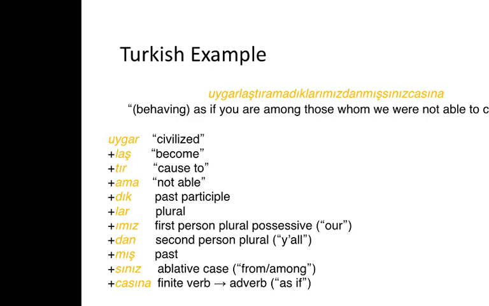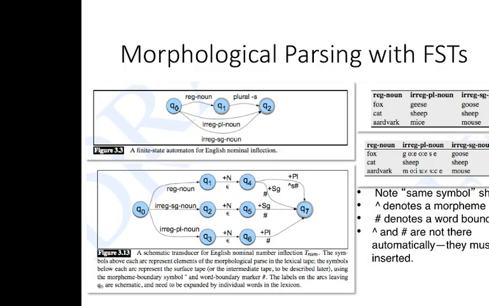Uyghurlaştıramadıklarımızdanmışsınız. Behaving as if you're among those who we were not able to civilize. So you're not likely to come across this word more than once in a corpus. But it would be nice if your system didn't fail every time it saw a word like this. Well, FSTs have the solution to that problem. So rather than just listing all of the different words, we can actually parse the words into their parts and essentially list the parts.